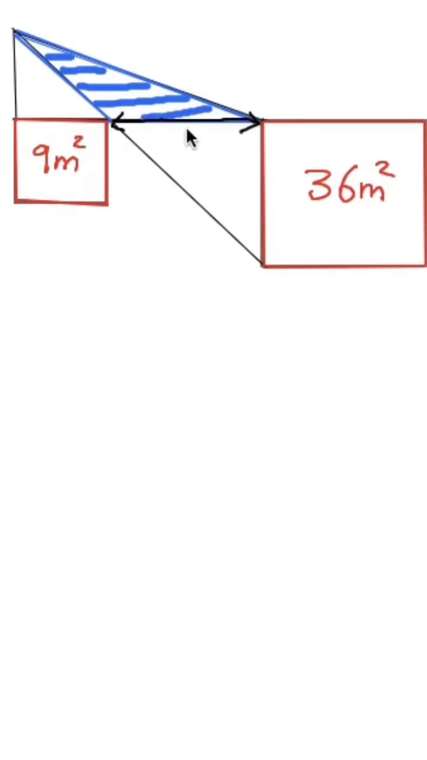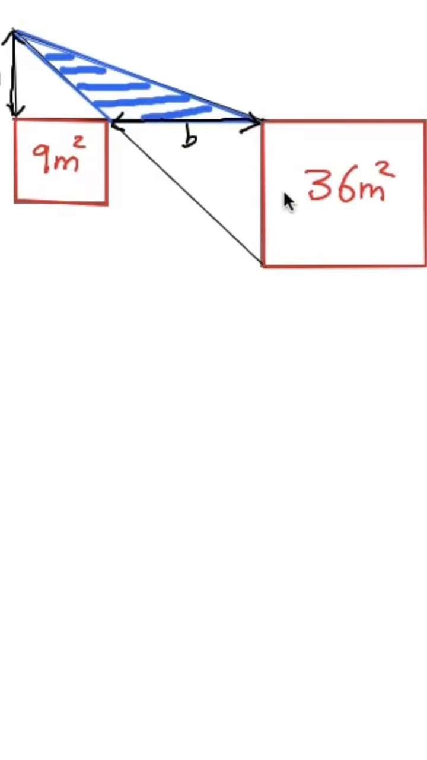I'll call this side lowercase b, and the height of this triangle is represented by this side, and I'll call it lowercase h. So somehow we need to calculate those two dimensions, plug them into the area formula, and calculate our answer. But as you can see, the given information doesn't really allow us to calculate either of those sides.